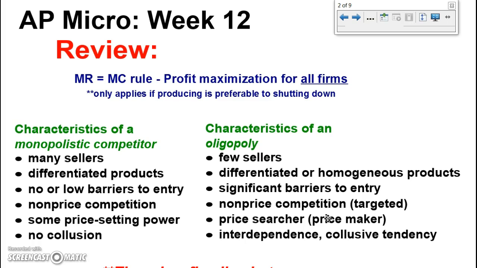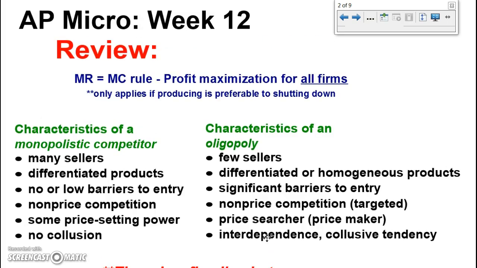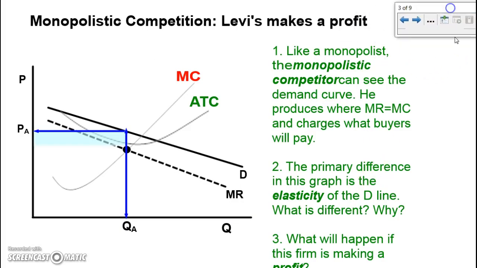There is also non-price competition. It's targeted, which means they actually identify their competitors and name them in the advertising. Oligopolists tend to be price searchers, so they are closer to monopoly, and they have a tendency to collude. Next week, in week 13, we'll look more closely at oligopoly and how game theory is used to analyze their decision making. There is, as it says at the bottom, a fine line between the two. Fortunately, you already learned about this when you learned about the Herfindahl index when we initially introduced market structures in Unit 2.